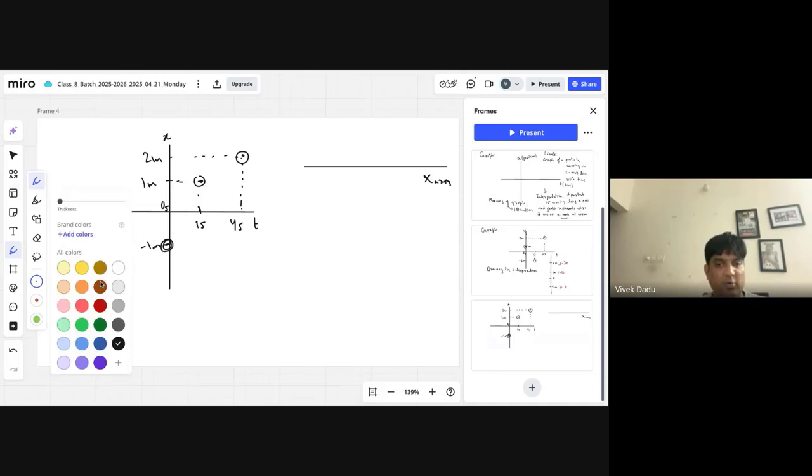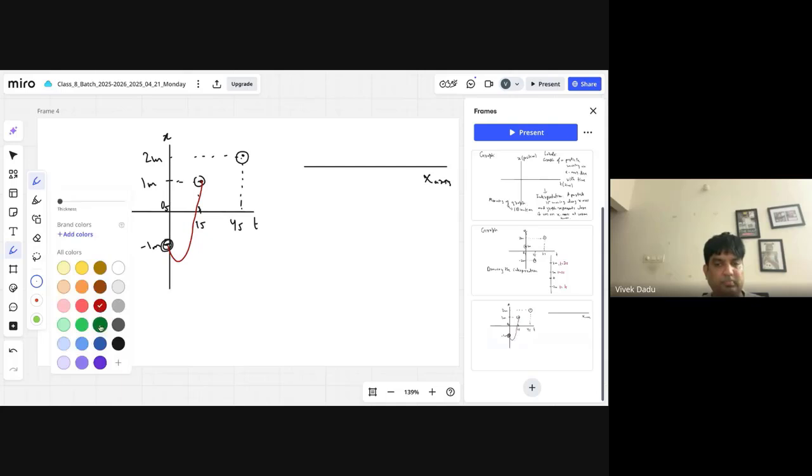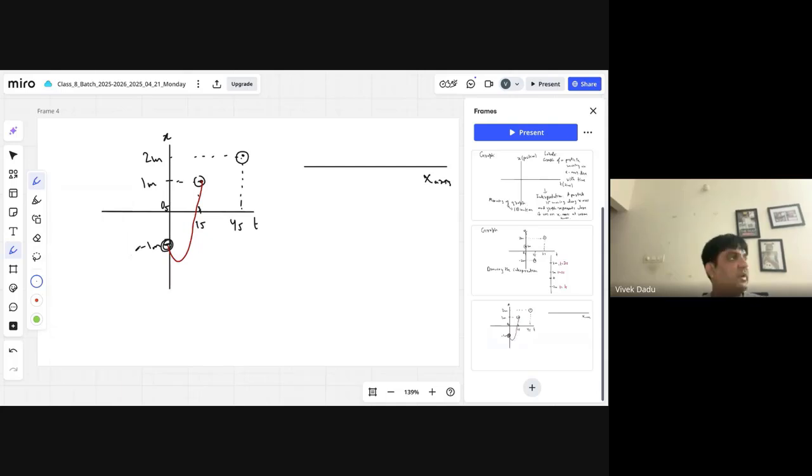This time, for the first time, I am now using lines. For this point to this point, I am using a line like this. And for this one, I'm using green. Okay. Now the same motion I will represent on a straight line.